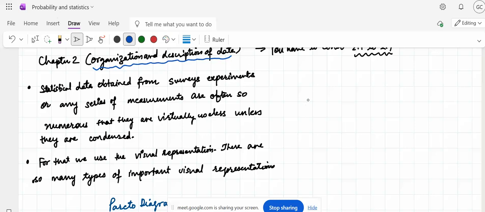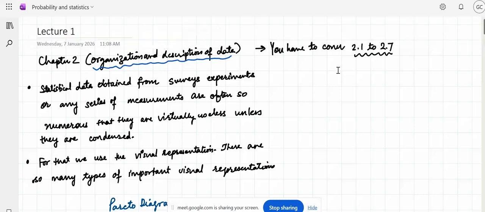So you have your data and you want to see how you can organize your data and how you can get useful information out of that data, right? So that is covered in chapter 2 of the book, right? So we will be covering 2.1 to 2.7. Okay, Harshil? Yeah.